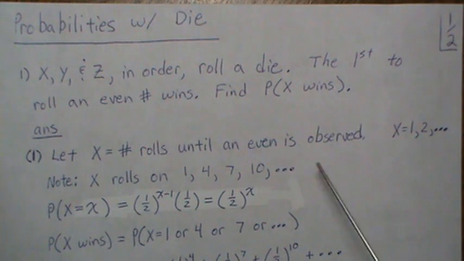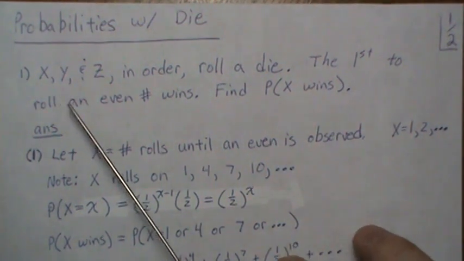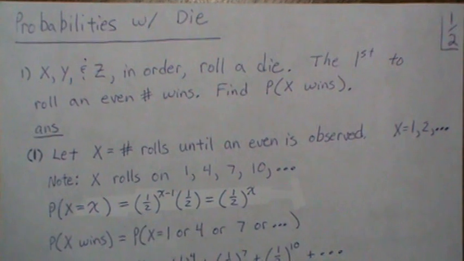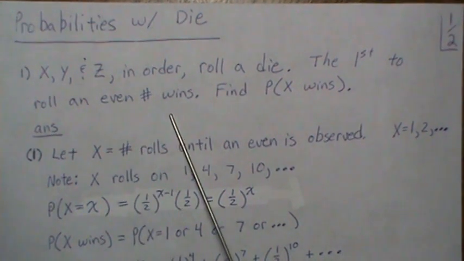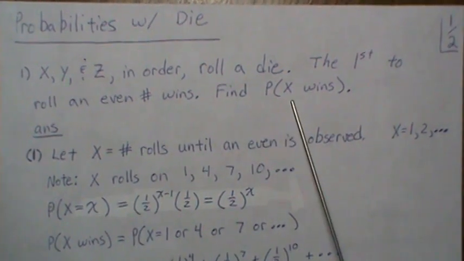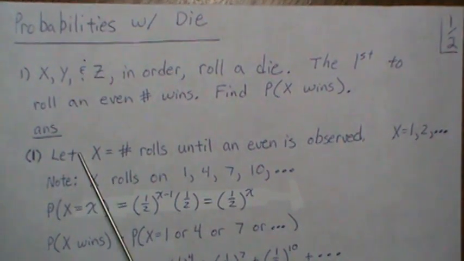So let's just start. Persons X, Y, and Z in order roll a die. The first to roll an even number wins. Find the probability that X wins. So the answer is this.